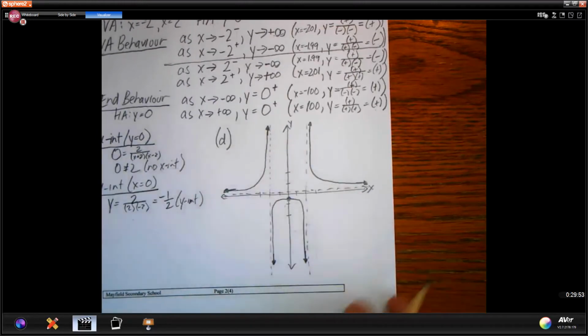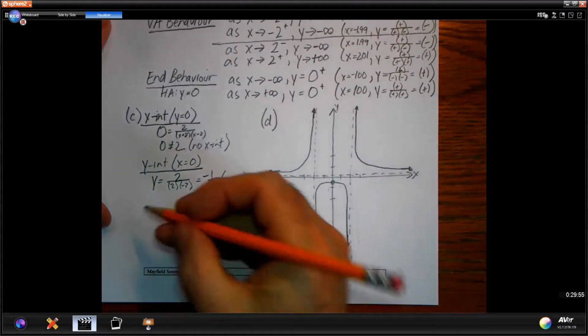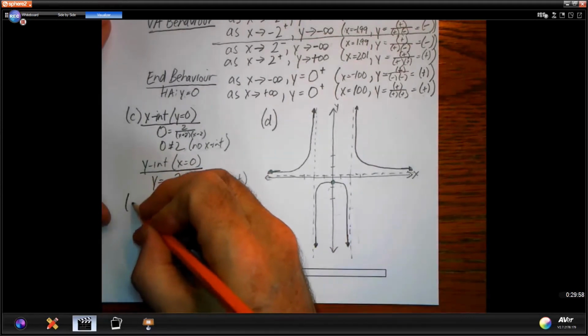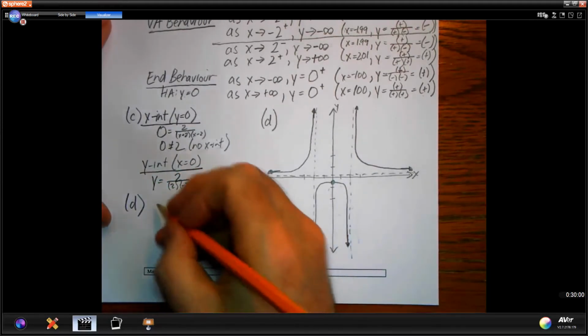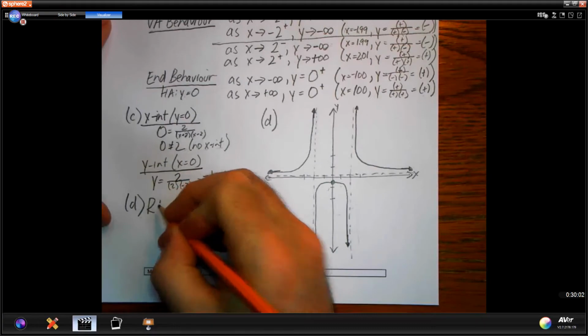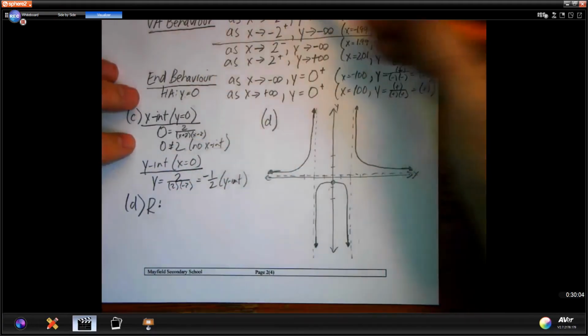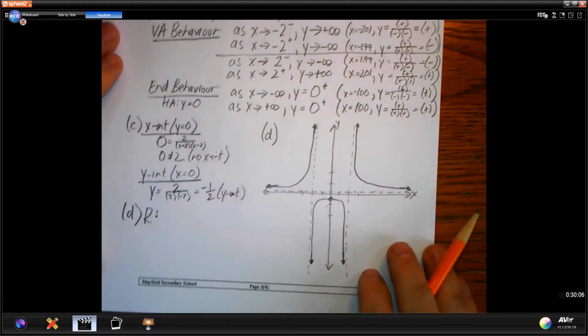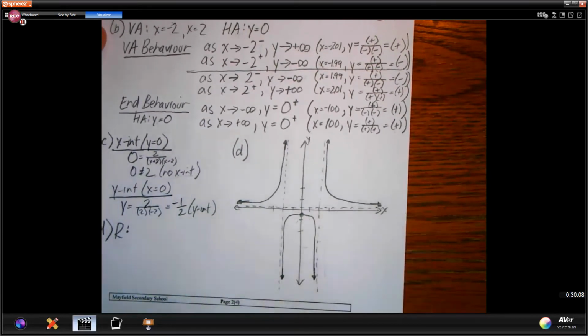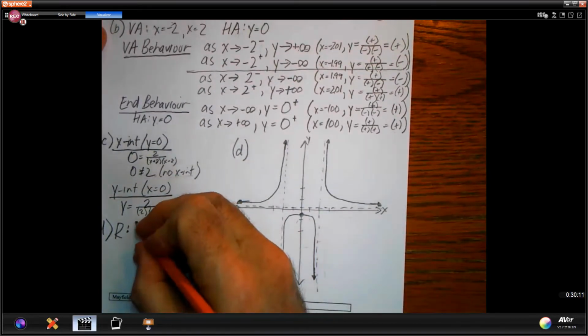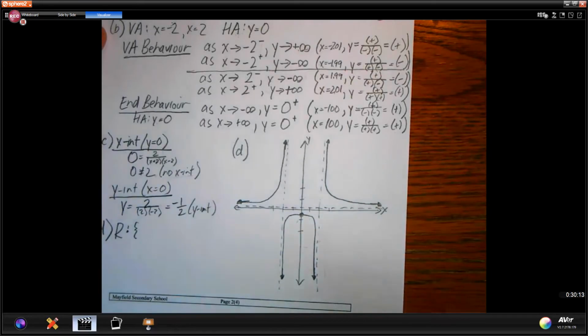So we've done a good job on our sketch. Now we want to know what the range is. Okay, now you can't really figure out the range just by looking at this information before you do the graph, because the graph puts everything together into a nice visual piece of information.